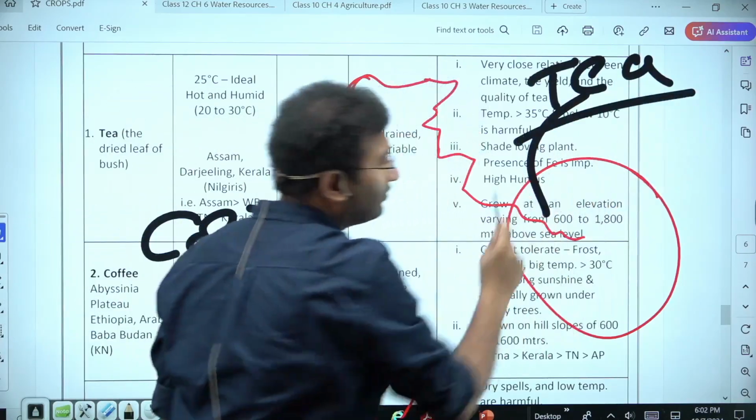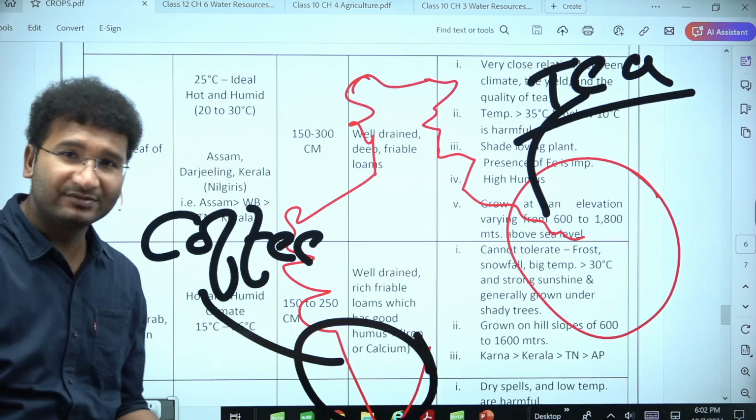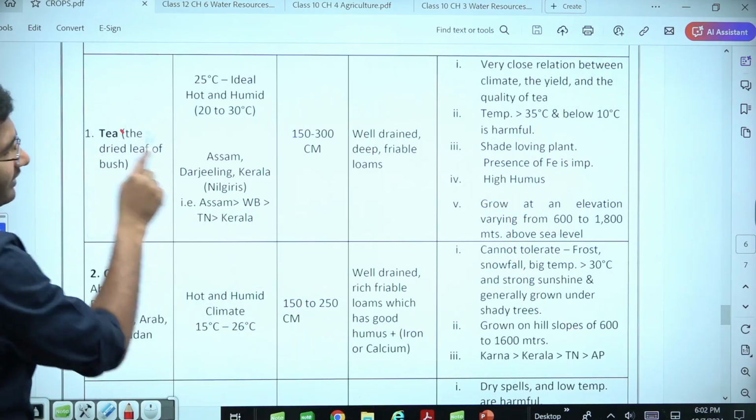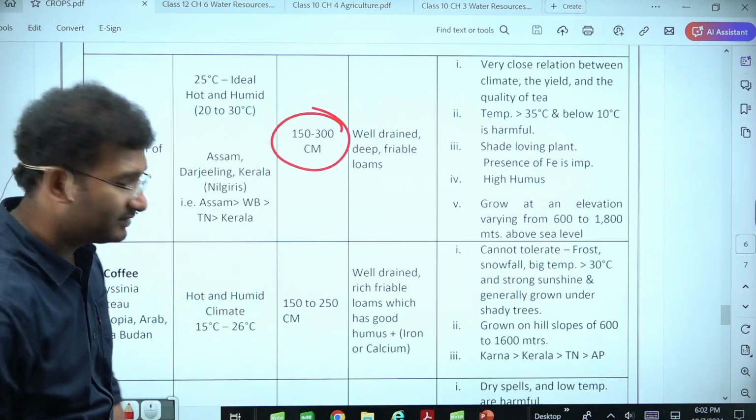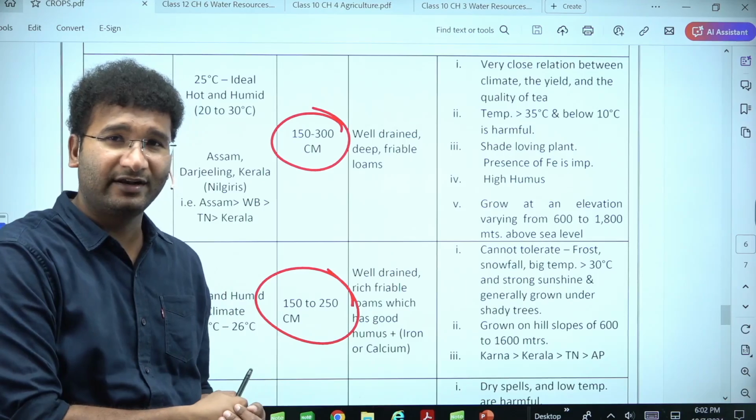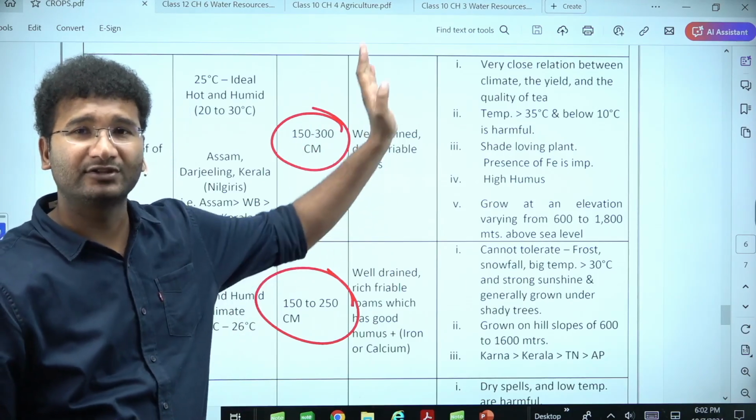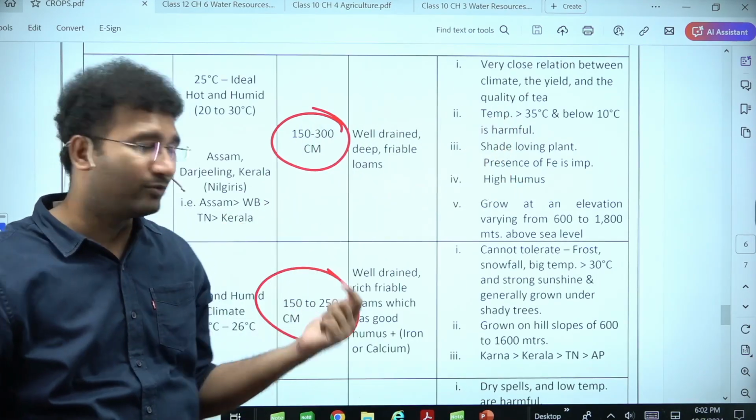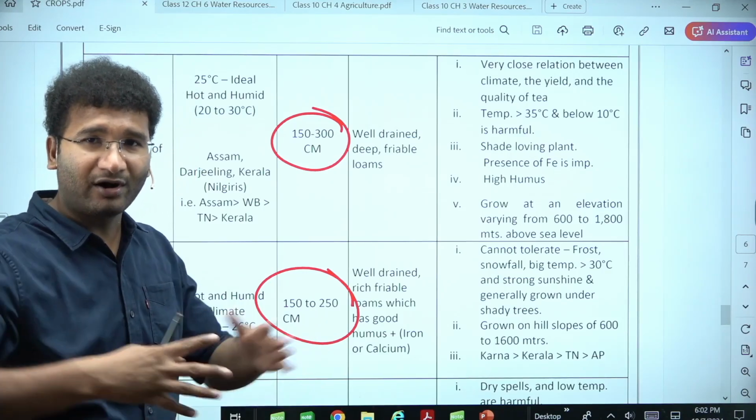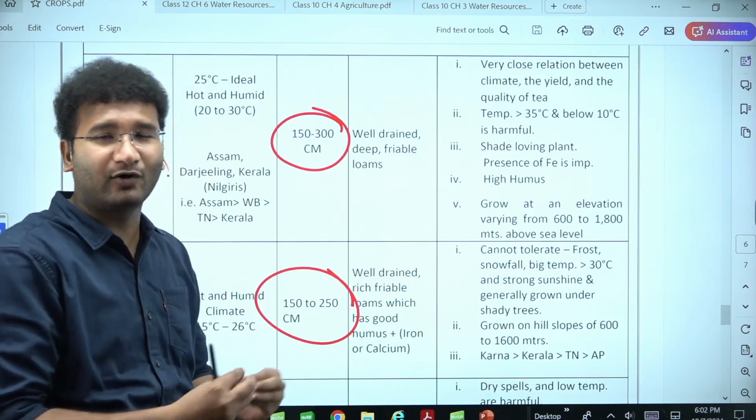Why, you know? It is because, look here. Tea needs 150 to 300 centimeters and coffee needs 250 centimeters. Where do you find the highest rainfall in India? Mawsynram, Cherrapunji, northeast, and also a good amount of rainfall in the Western Ghats, which I have already told you. Broad hills होता है कर्नाटका में, तो अच्छा rainfall होता है.